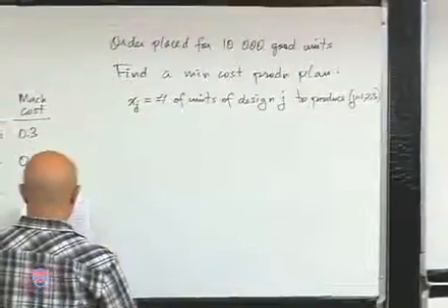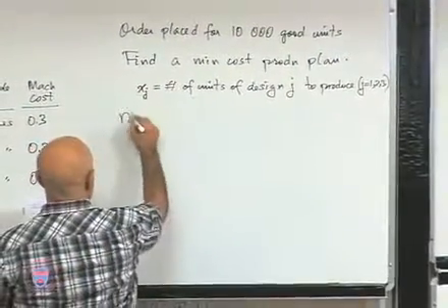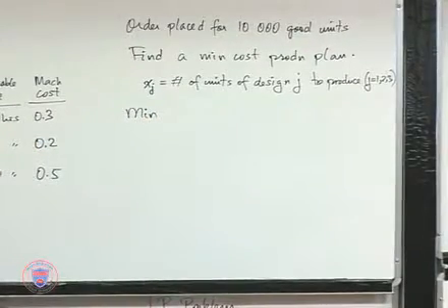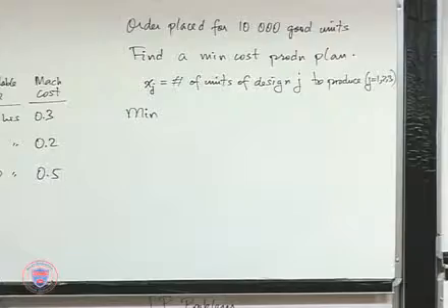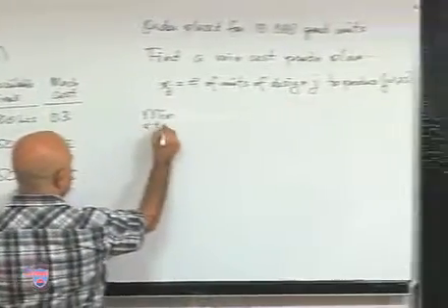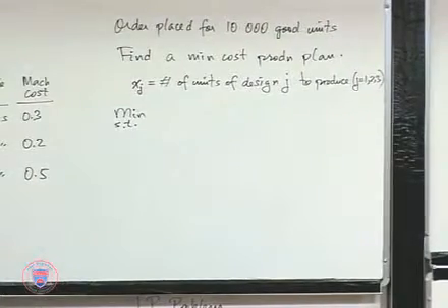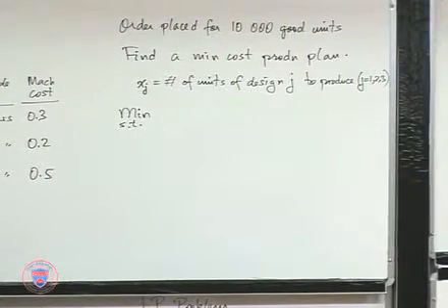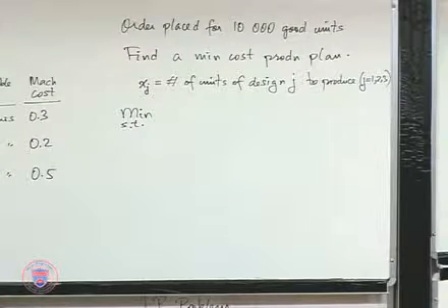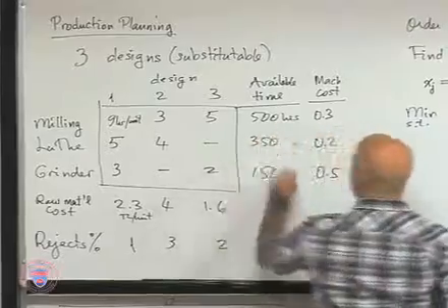All right, so in this case, I'm going to minimize something which is the cost of the production plan, subject to a number of constraints. What are the constraints that you can think of? Anybody? Availability. So you've got 3 constraints right there. So let's write them down. What is the first constraint?